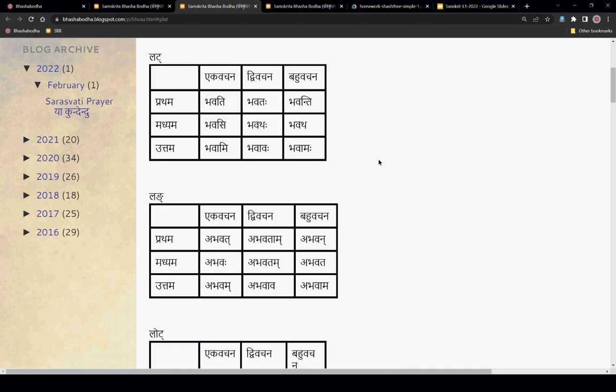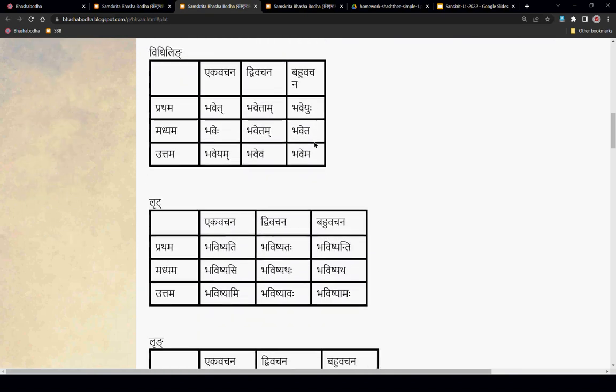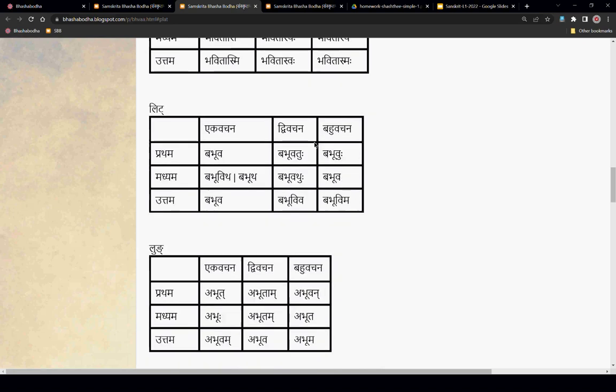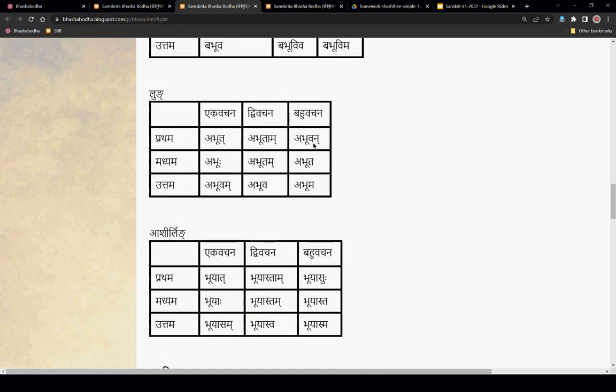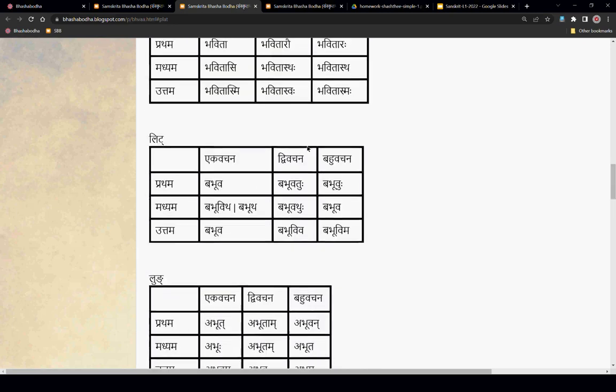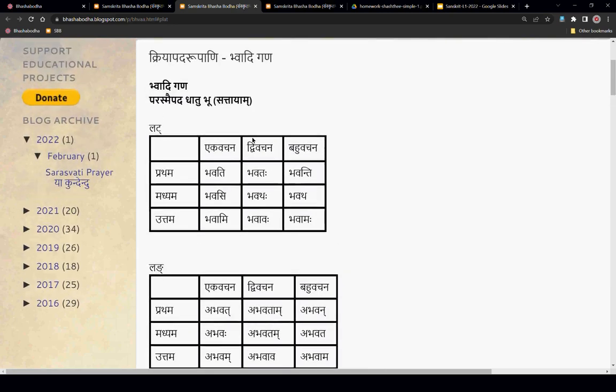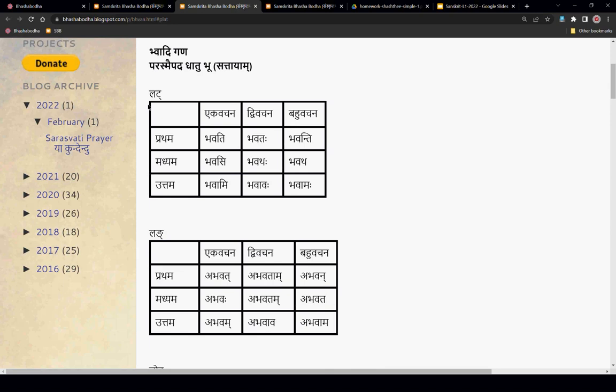So how many tables are there for one dhatu? Each dhatu will have these tables, same number of tables. So you can count here 1, 2, 3, 4, 5, 6, 7, 8, 9, 10. So each dhatu will have 10 different tables as a kriyapada. So that means each kriyapada can have 10 tenses. Now, when you say tense, it doesn't necessarily mean kala. Some of these tables indicate kala, and some of them indicate what's called mood or different other context.